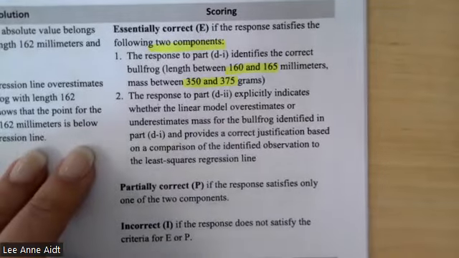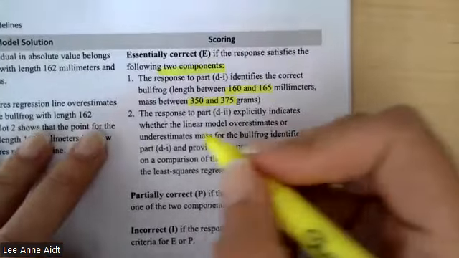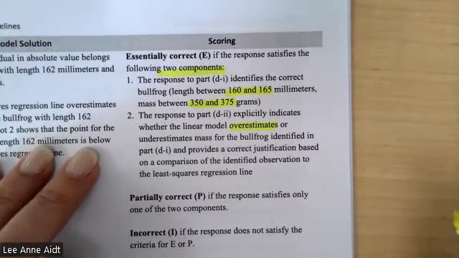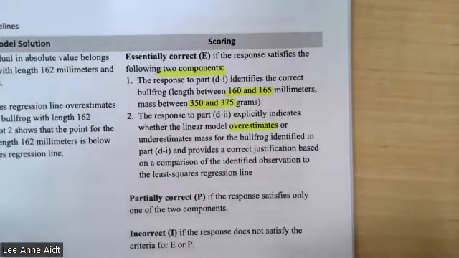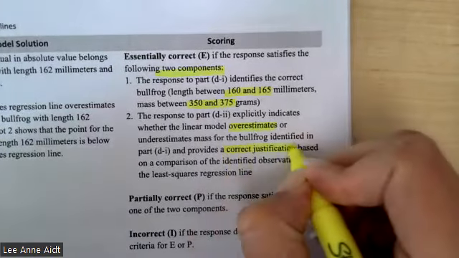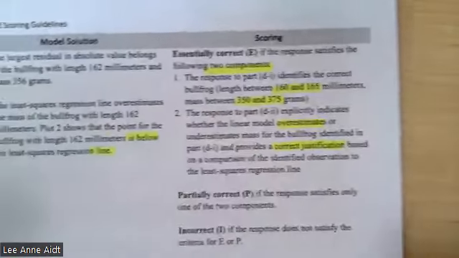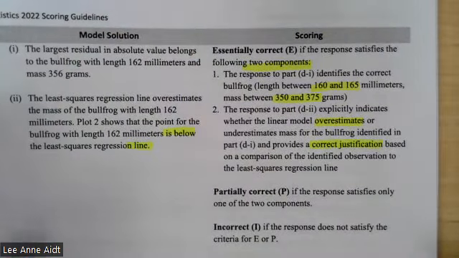And then you have to say that it overestimates. The correct answer is that it overestimates. And you have to say something about a correct justification. Examples of that are the point is below the line, or the line is above the point. If you said something really, really fancy, I'm sorry. All you had to say was that the line was above the point or the point is below the line.